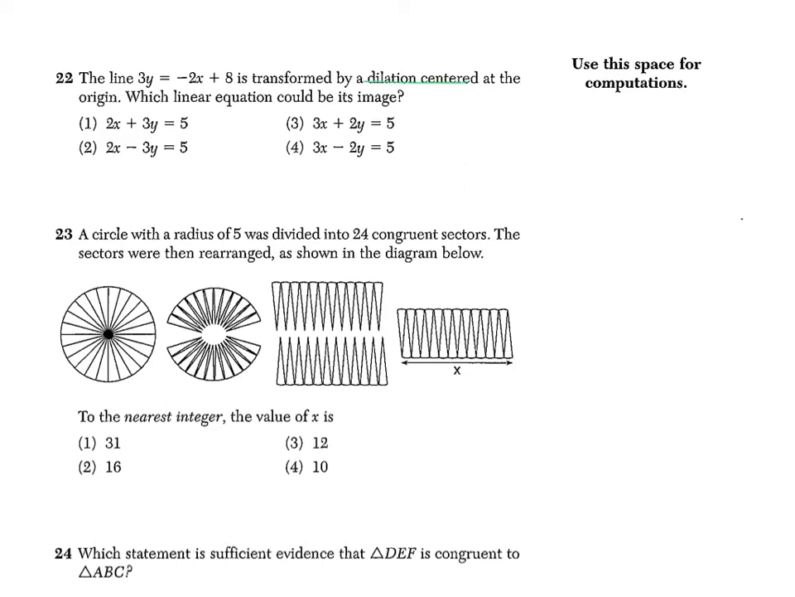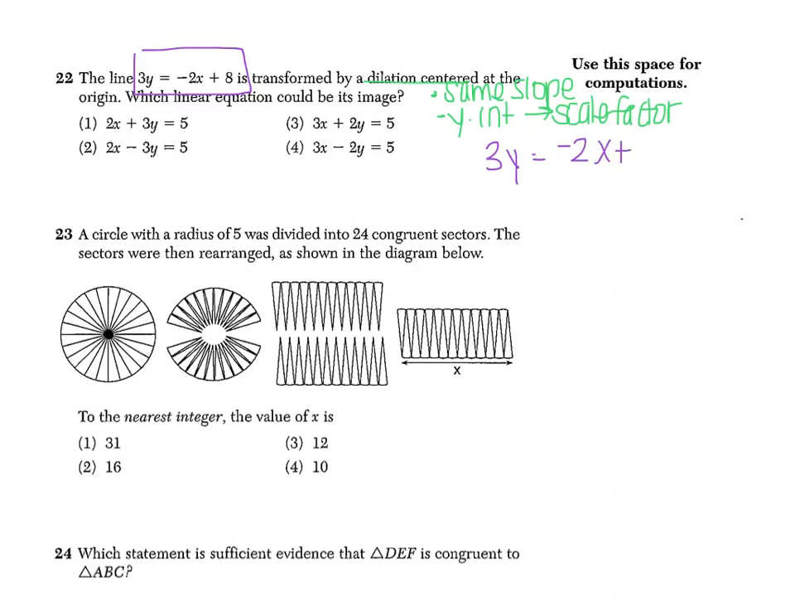If we dilate a line, we know that we have the same slope, but the y-intercept changes by scale factor. So first I should get this equation into y equals. So I have 3y equals negative 2x plus 8. Divide by 3 on all parts in order to get it into y equals. Y equals negative 2/3 x plus 8/3. So if I'm thinking about the slope, I need to find an equation that has a slope of negative 2/3.